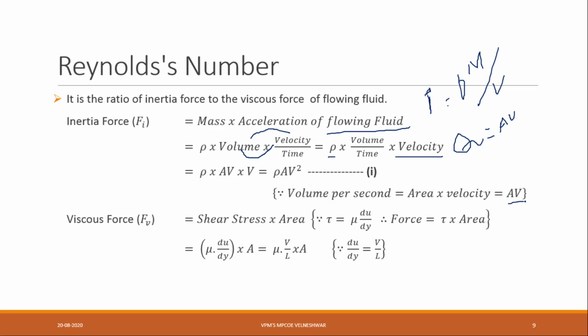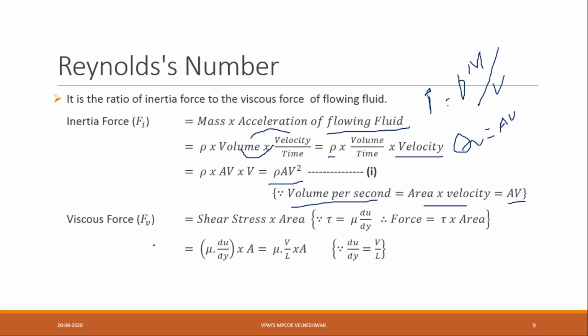Generally, if you see, this AV is nothing but discharge Q. This we have all seen from your Fluid Mechanics 1. Then rho into AV into V is equal to rho A V square. Here, volume per second is equal to area into velocity.